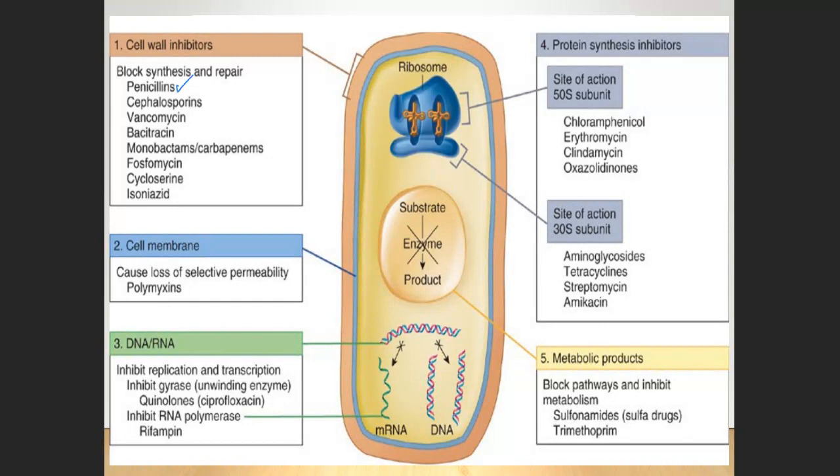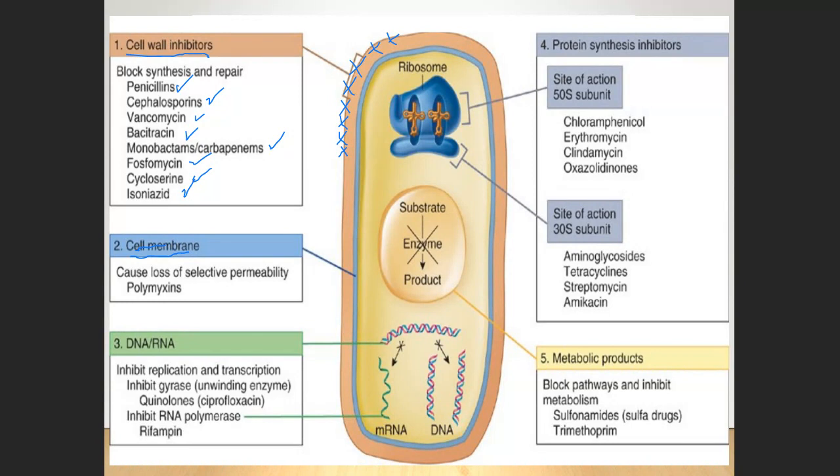Like for example, penicillin, cephalosporin, vancomycin, bacitracin, carbapenems, fosfomycin, cycloserine, isoniazid. Okay? These drugs or medicines actually destroy this cell wall, right? So blocking the cell wall. When the cell wall is broken, then the bacteria will die. So this is what we call the cell wall inhibitors.